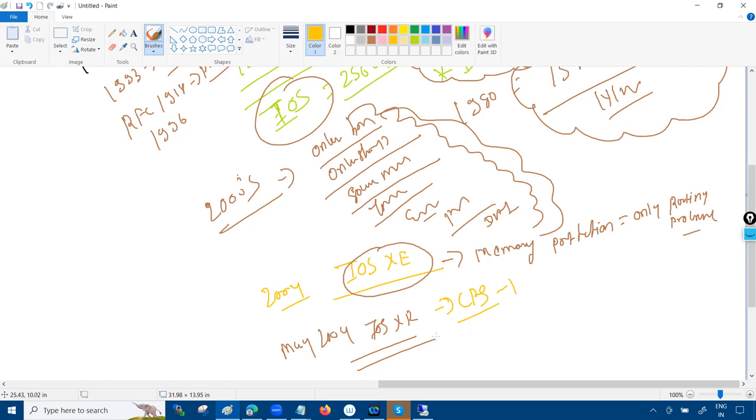This guy said, hey, you know one thing, IOS XE has an issue, it only provides the memory protection with the routing protocols. Now, forget the routing protocol. I'll provide the memory protection for each and every process. IOS XR allows you to restart any process without impacting another process. For example, you can restart OSPF process 1 without impacting OSPF number 2.